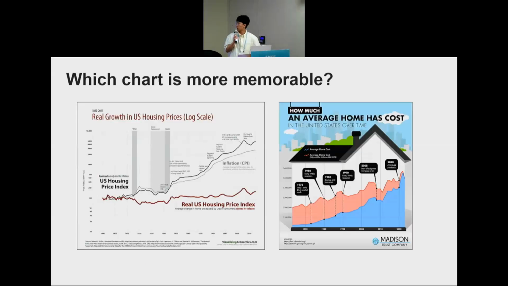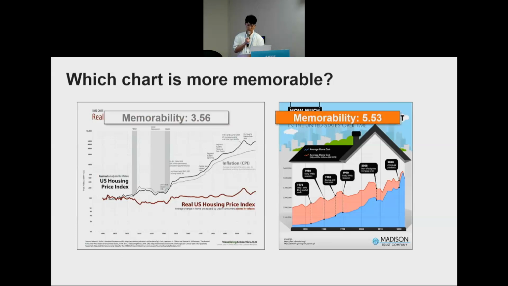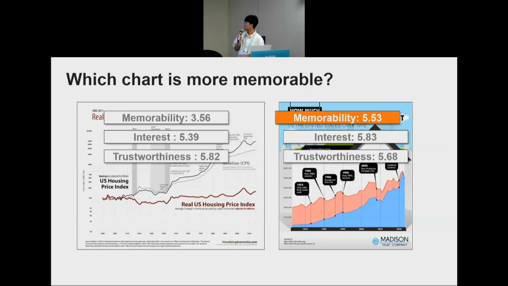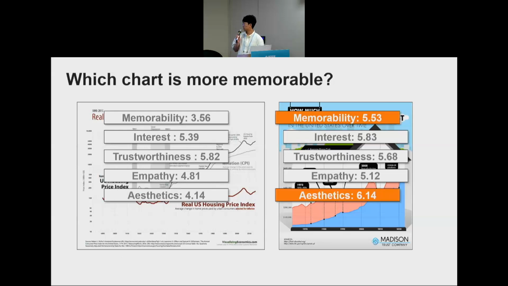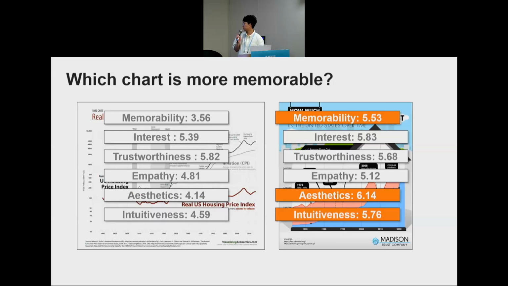So let's start with a simple question. Which chart would be more memorable to the ordinary audience, the left or the right? Actually, we conducted a crowdsourced study, and the participants answered that the right chart is more memorable. And what about the other aspects? Their scores were similar in terms of interest, trustworthiness, empathy. But they also answered that the right chart was more aesthetically pleasing, intuitive, and comfortable.